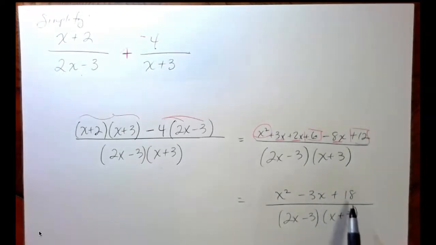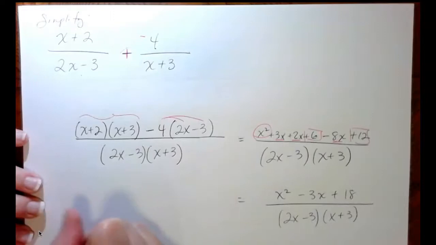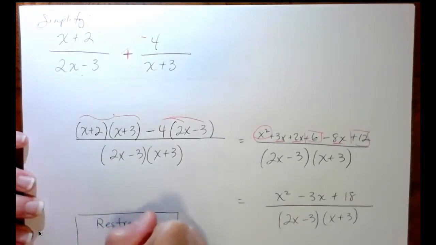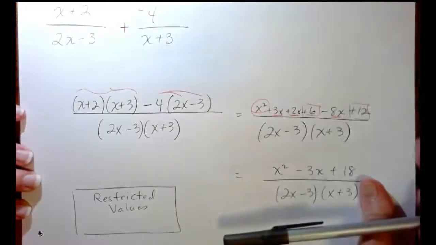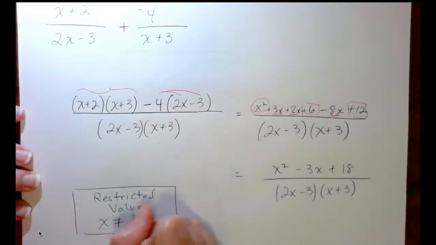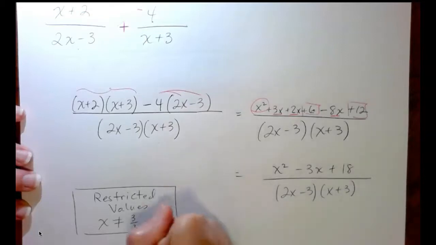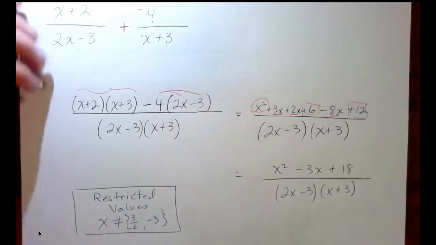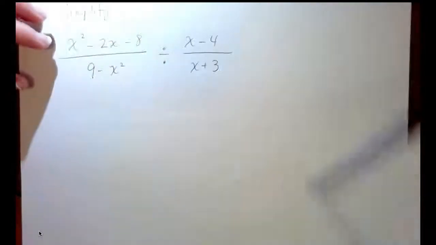Now we can do a quick check here. Are there factors of positive 18 that add up to negative 3? No. If 18 was negative, we could factor it. But since 18 is positive, there are no factors of positive 18 that add up to negative 3. Therefore, this is completely simplified. Now, let's do one last step, and let's write in our restricted values. Restricted values are values for x that would make the denominator equal to 0. So here, x cannot be positive 3/2. That would make the denominator go to 0. And x cannot be negative 3. So those are our restricted values, and this is our simplified expression.